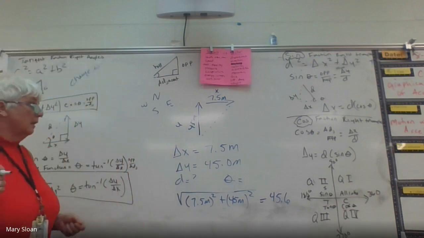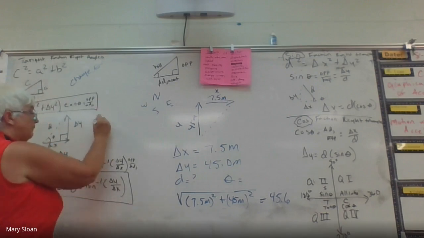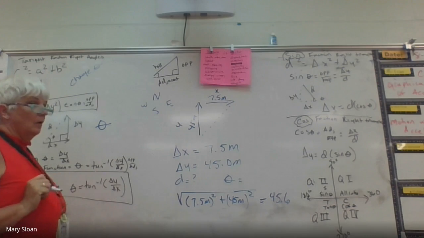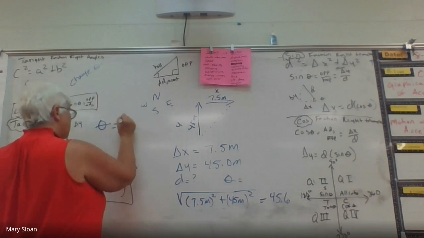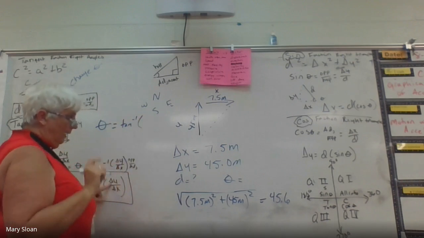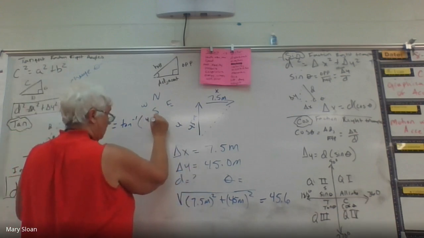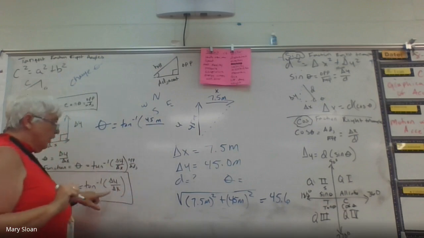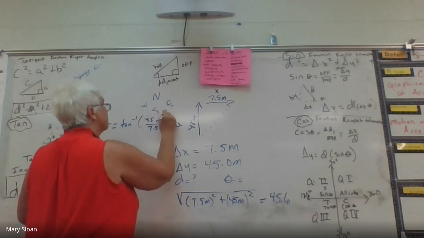Now what am I going to do? Now I'm going to have to find my angle. What formula am I going to use? Tangent inverse, right? So that would be tan negative 1 of change in y. What is my change in y? 45 meters, over my change in x. That's 7.5 meters.